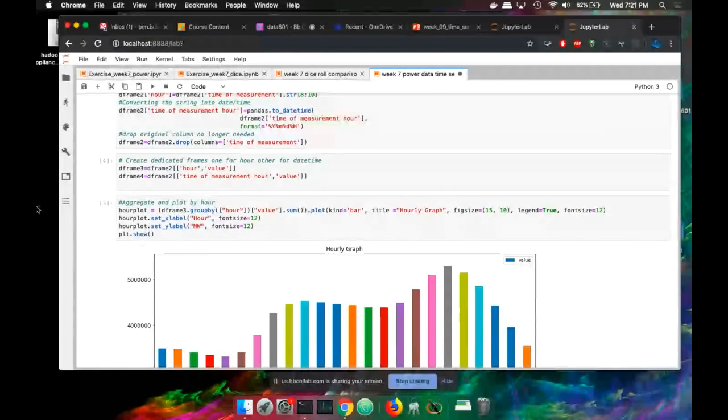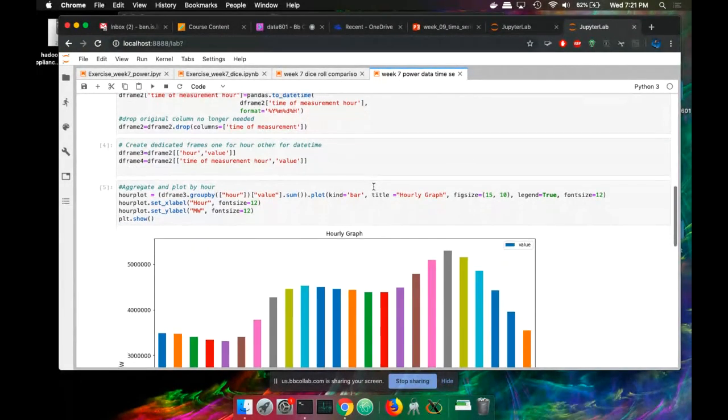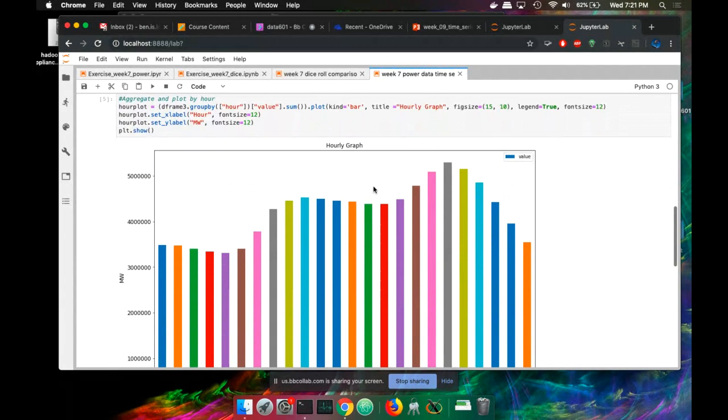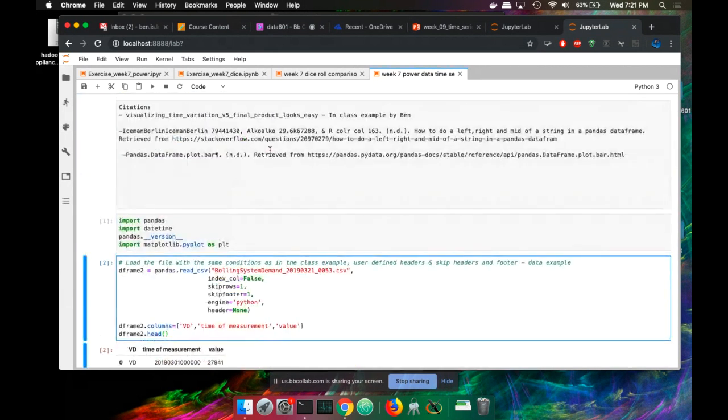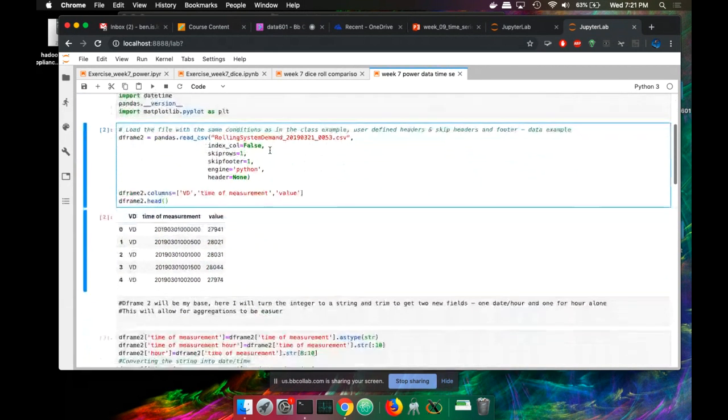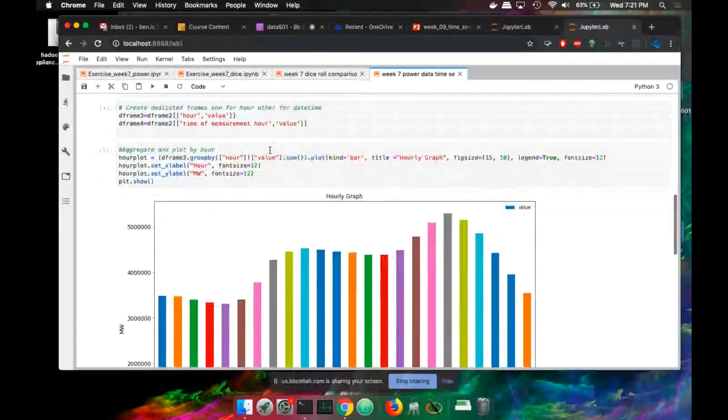And then after that, I just created two extra data frames, one that aggregated everything by the hour, and one that aggregated everything by the date hour. So the first one, by the instructions, I just create an hourly graph. And for this, I just use matplotlib, that's what I used just to create the first graph. And like I said, all I did was I took the column, I used that as my group value, and then just aggregated every value behind it.